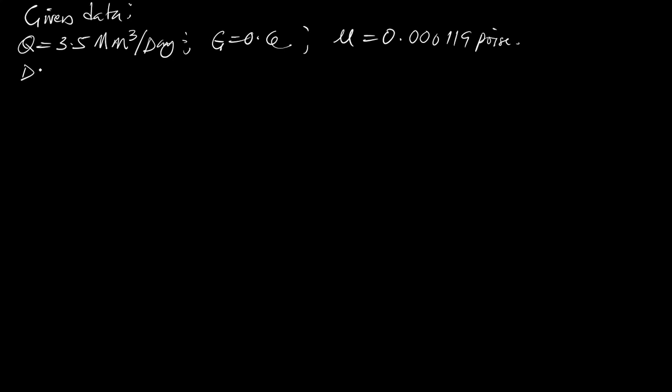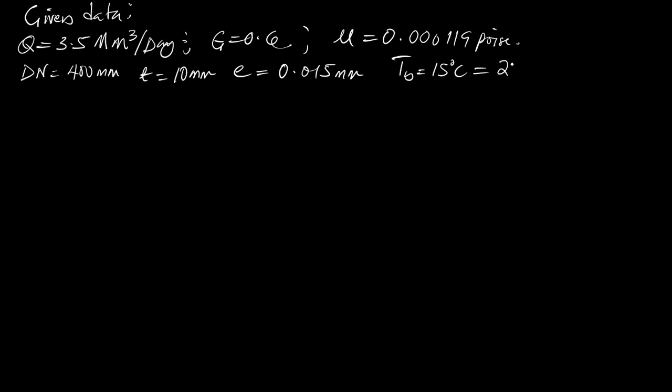We have the outer diameter of 400 millimeter, the wall thickness of 10 millimeter, and the internal roughness of 0.015 millimeter. Now the base temperature is 15 degrees C, which is the same thing as 288 Kelvin, if you add 273 to this 15. Then the base pressure is 101 kilopascal.